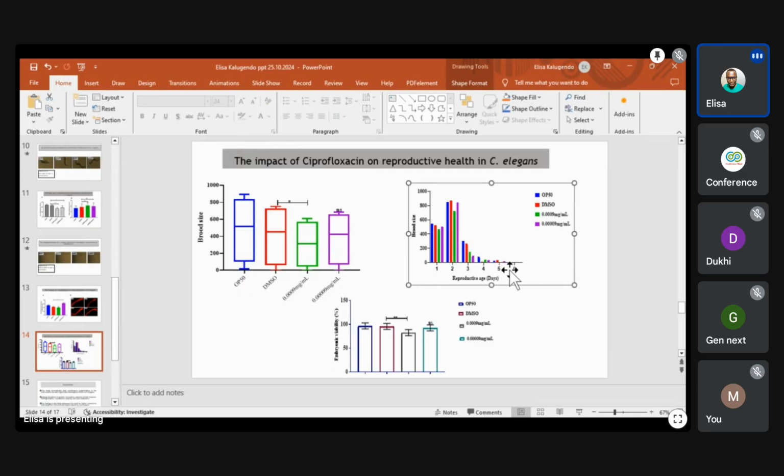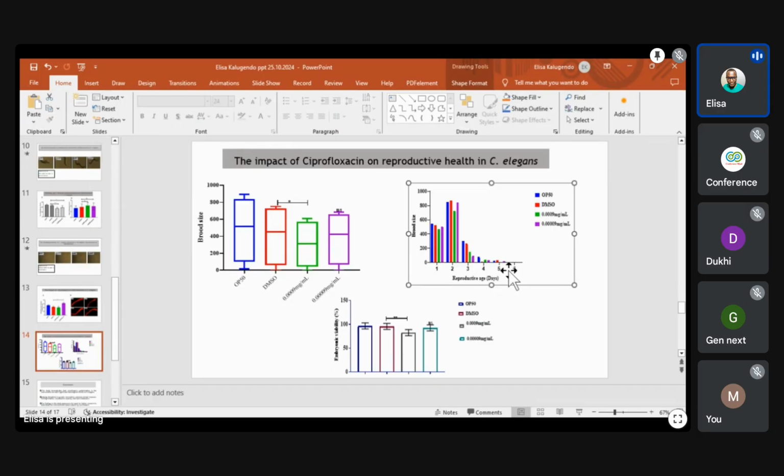But, and this is given in purple color, at the highest concentration, the embryo laying behavior ended at the fourth day. On the fourth day, we could not get any embryos being laid by this animal, as is seen here. The reproductive age was a maximum of 4.5 days. But for the control, it went up to 6 days. We still observed embryos being laid by these parent animals.